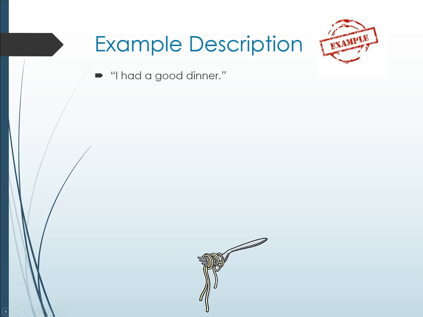I had a good dinner. Notice how vague and general this description is. Good is a very abstract term. As I mentioned earlier, it can be useful to start with an abstract term to give your reader a general idea or impression, but you should follow it up with concrete detail to show what you mean.